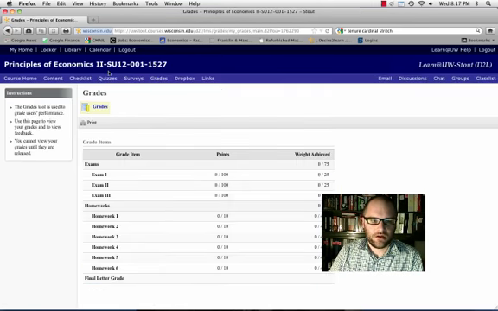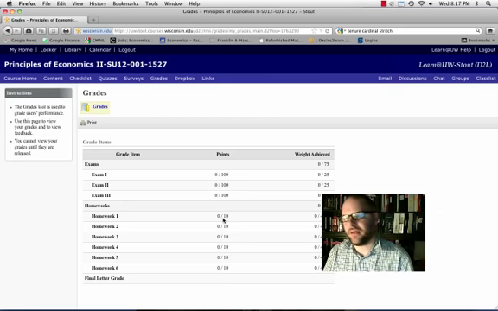Grades. Obviously, for grades, you're going to see your 3 exams, your scores that are out of 100 points, and then your homeworks. It says it's out of 10 points. I think there are basically like 30 questions per homework. But it makes the math simpler.